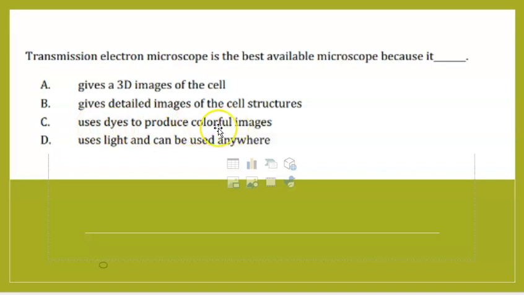Uses dyes to produce colorful images. We know light microscopes do that, right? And uses light and can be used anywhere. Again, it's a light microscope. So with the light microscope, as I said, we can see colorful living specimens. So the only answer which is possible here is option B.